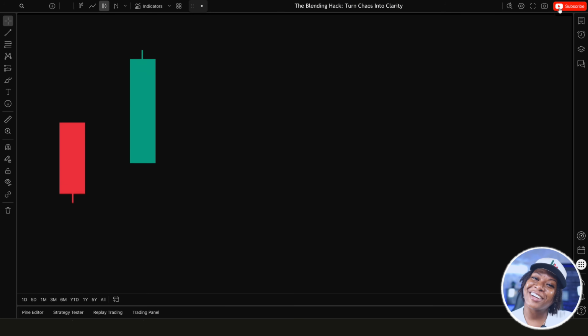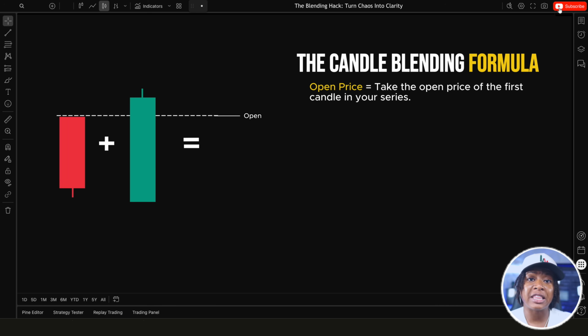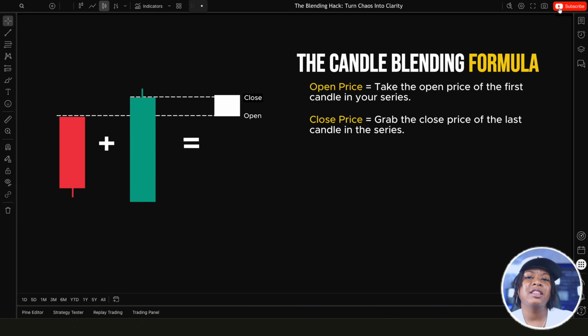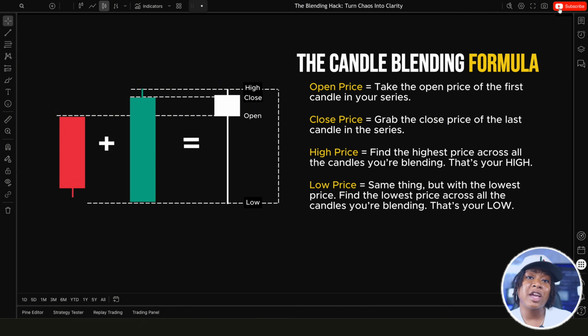Here's the formula. The first thing you're going to do is take the open price of the first candle in the series. Simple. So you're starting at the beginning of the story. Next, you're going to get the closing price of the last candle in the series. So this is where the narrative ends. Find the highest price across all the candles that you're blending. That's going to be your high. So this tells you the ultimate stretch of the price action around this time. And then you're going to do the same thing with the lowest price in all of these candles. That's going to give you the floor, the absolute bottom.